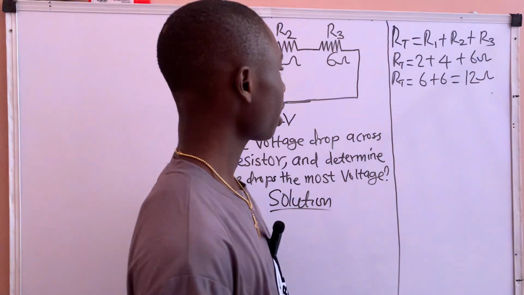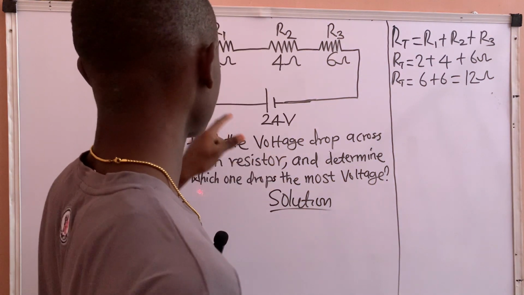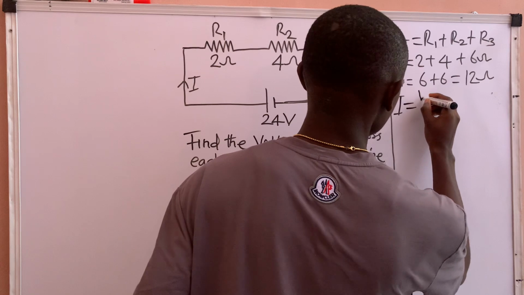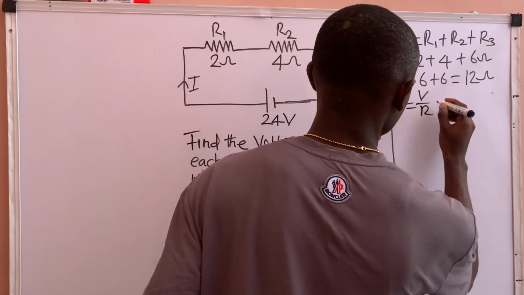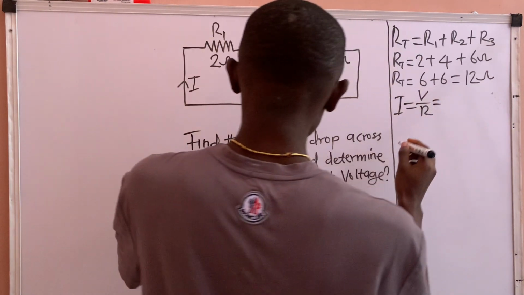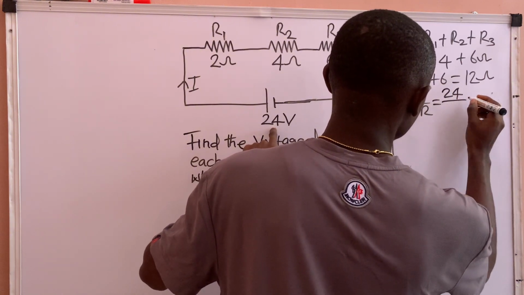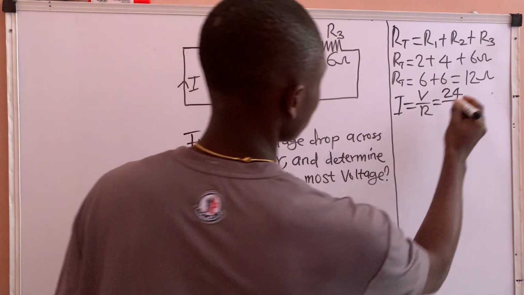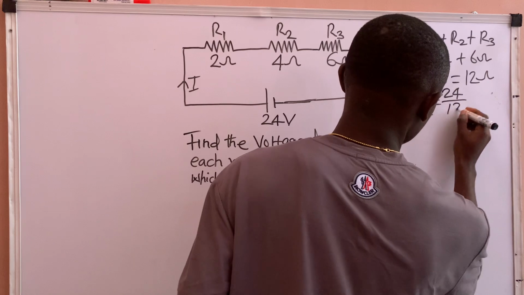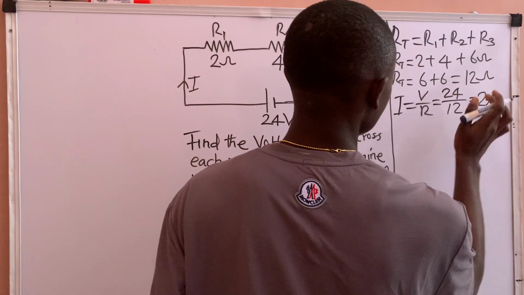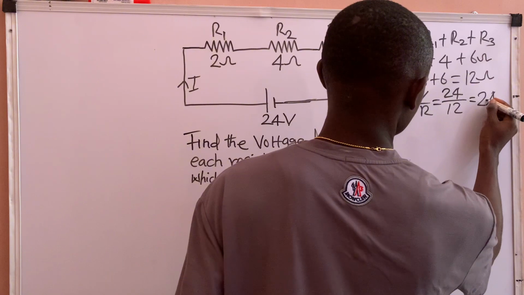So we are going to find the current that flows in the circuit, which is I. I will be equal to V over R, which will be the circuit voltage, 24 volts, over the 12 ohms resistance, which will be 2 amps. 24 divided by 12 is 2 amps.